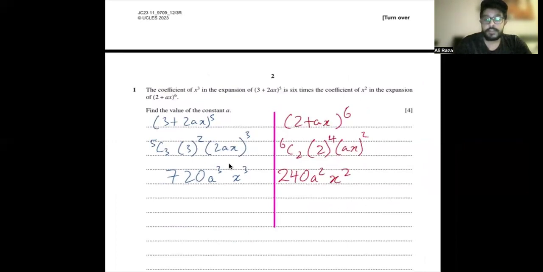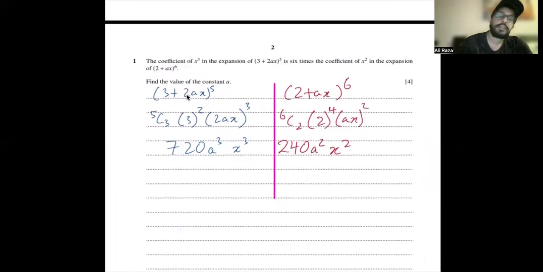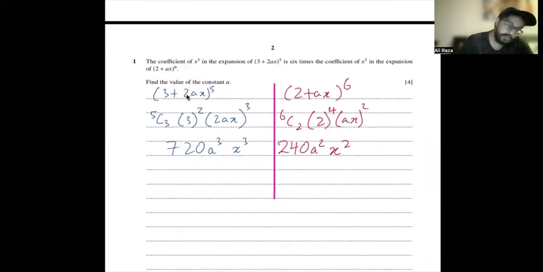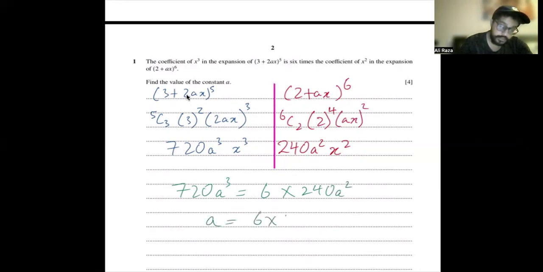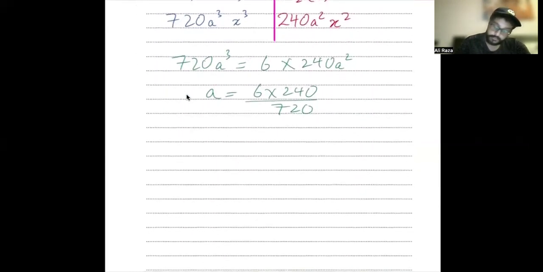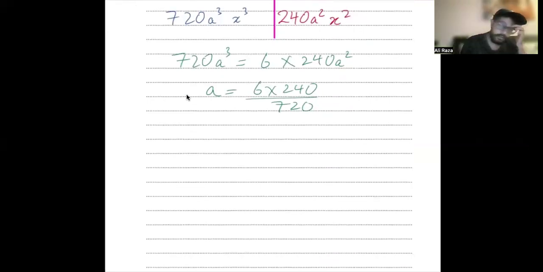Now, equating the coefficients, the coefficient of x cubed is 6 times the coefficient of x squared in the other expansion. So 720 a cubed is equal to 6 times 240 a squared. A is equal to 6 into 240 divided by 720. This gives me the value of a is equal to 2.